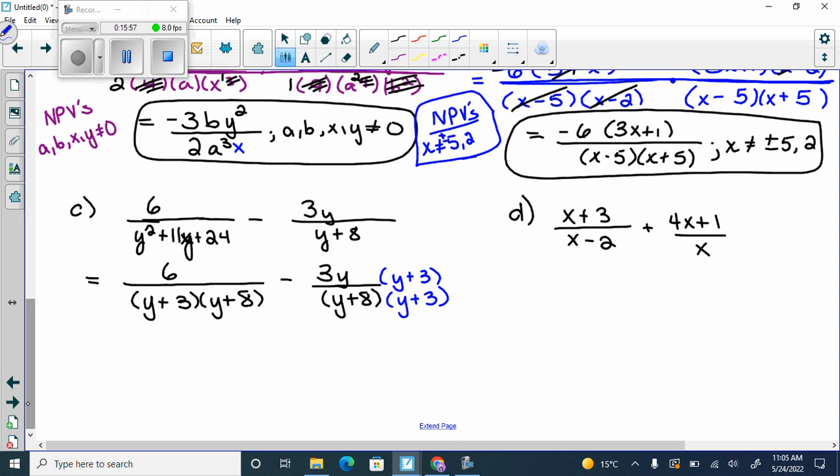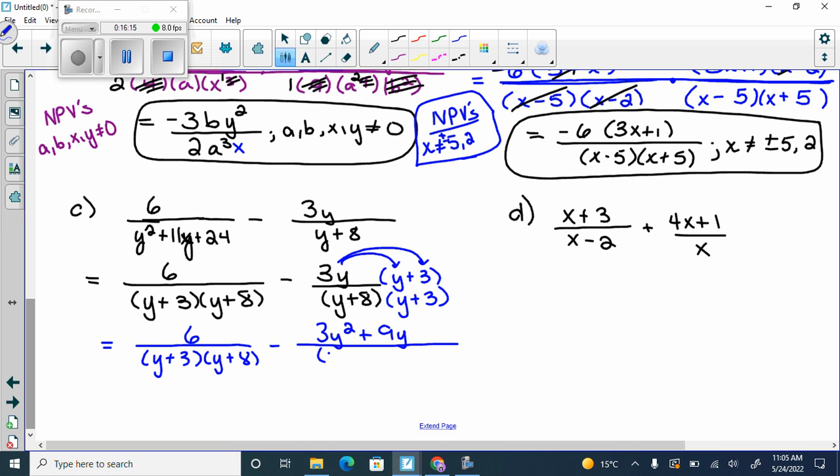So we're going to get 6 over y plus 3, y plus 8, minus 3y squared plus 9y over y plus 3, y plus 8. So our first step is GCF, difference of squares, or factor the denominators. Second step is to make a common denominator. Third step is to distribute. And then fourth step is to write over one denominator, correct? So we're going to get y plus 3, y plus 8.